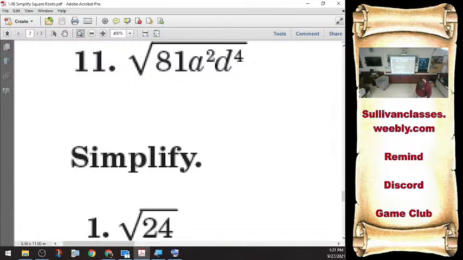Right? So you cross out 81 and you put its square root on the outside. Okay. What squared makes A squared? Say it loud and proud, Dylan. A to the first, right? What squared makes A squared? Well, A. So there's A on the outside.